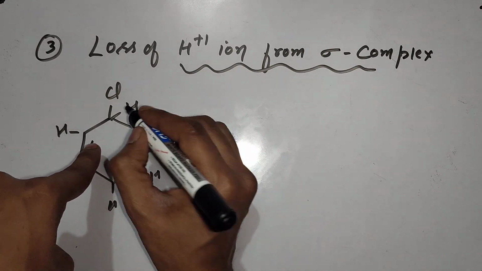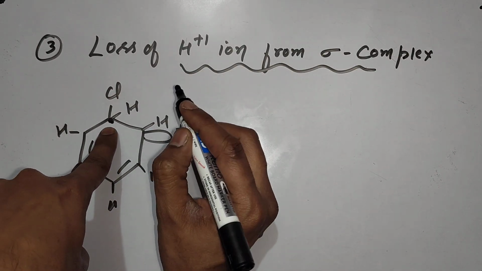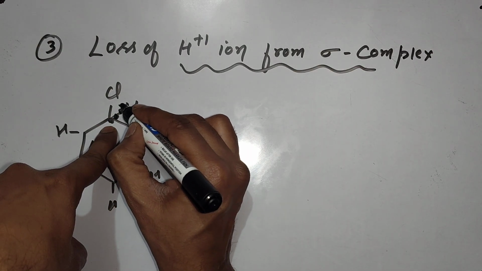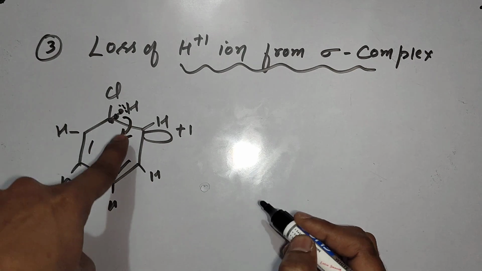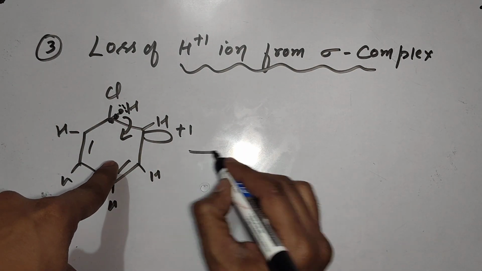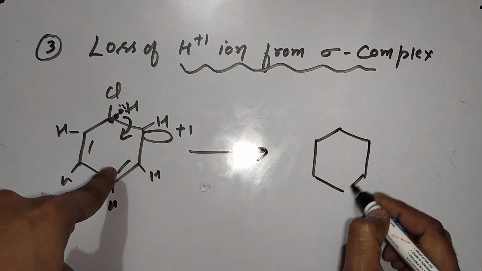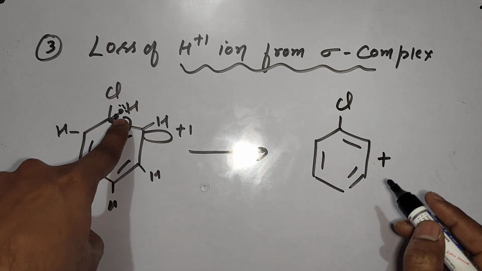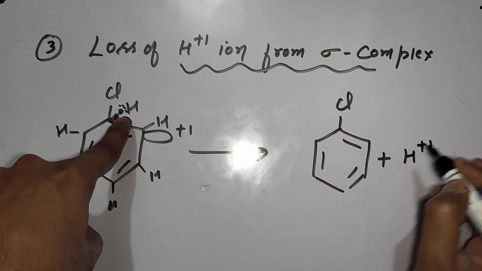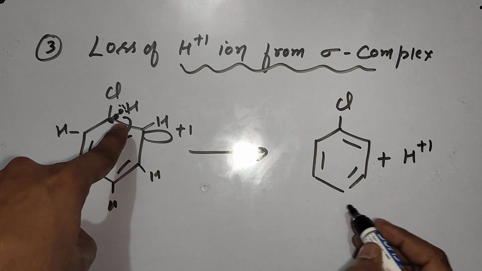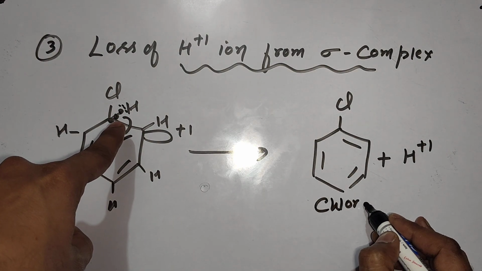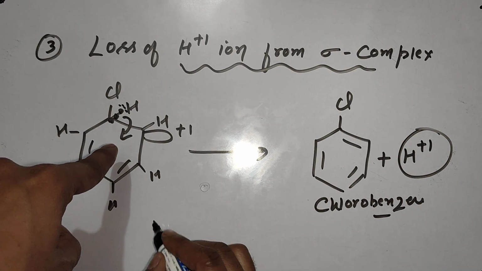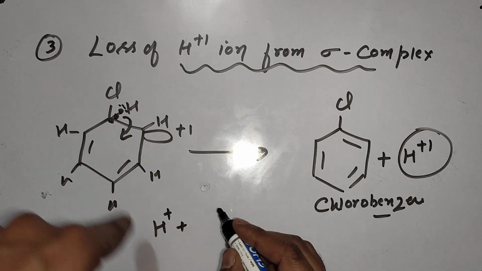So how can it bring it back? The carbon which made it unstable will make it stable again by breaking the bond from hydrogen and shifting this sigma bond to make a bond with carbon like this. So a double bond will generate back with this carbon, and what will be released from here? H positive ion will be released, and the final product will be chlorobenzene.